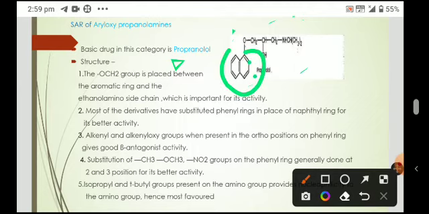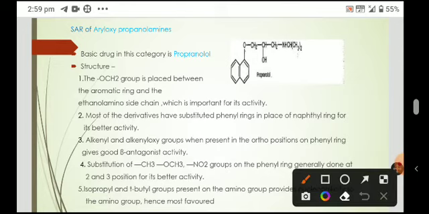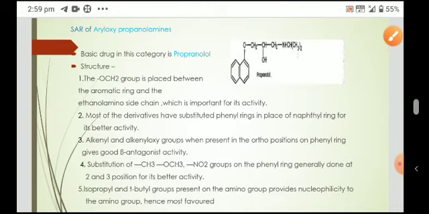And the last one is that the isopropyl and tertiary butyl groups present at the amino group provide nucleophilicity to the amino group, and this is most favored. So this is a simple and short SAR of aryloxypropanolamine, including the drug propranolol.